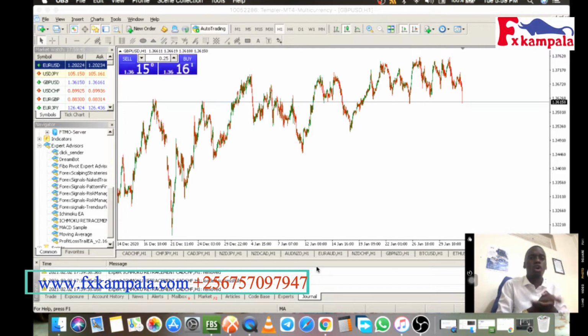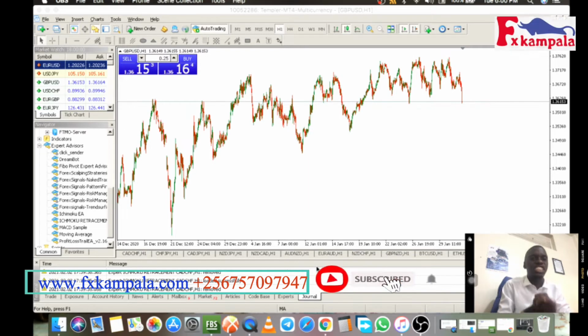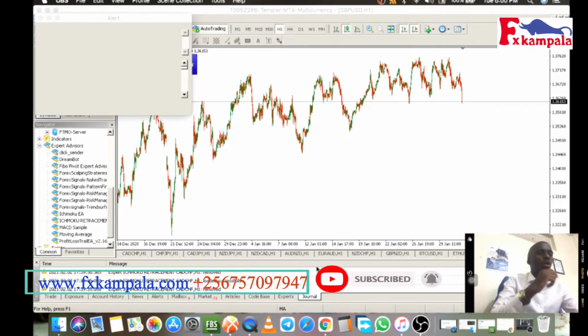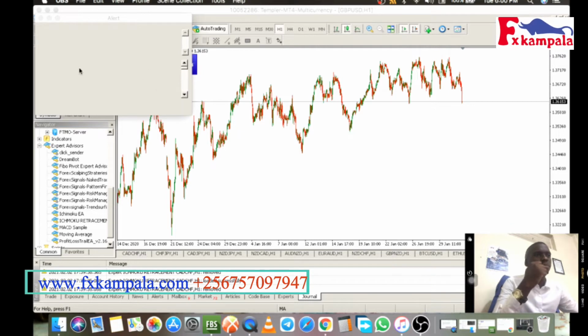We're going to first identify our resistance and our support. Then it's from that point that we will be in position to come up with our supply and demand zones. Let's start and check out our charts. Sorry for this, this is a trade that has been executed by the robot. Sorry for that. Let's proceed.